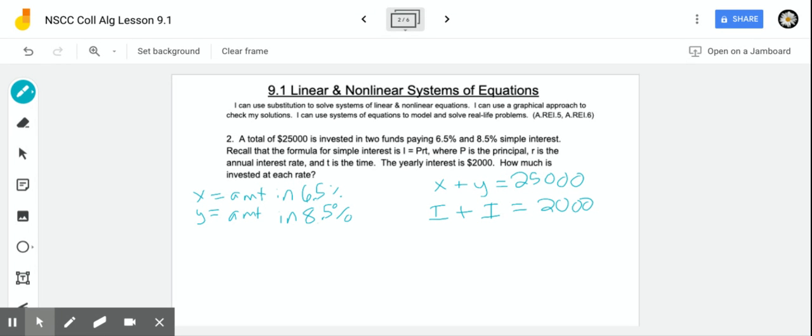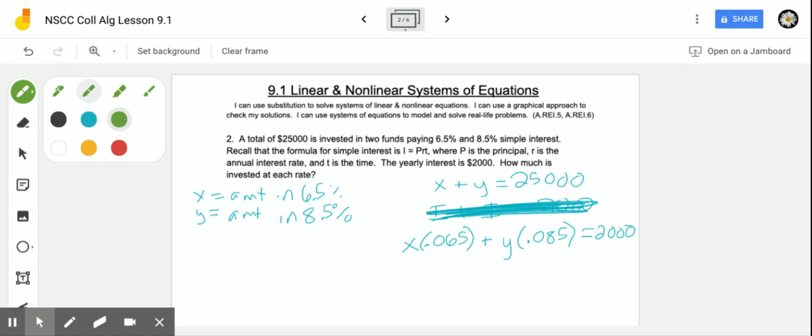Now, the way that I calculate that interest is I take the principal, so the principal was X. The rate was 0.065. Time is just 1 year. Plus my principal on the second account is Y. Interest is 0.085, and I leave that in there for 1 year. All right. So now I rewrote that equation. So these are my two equations.